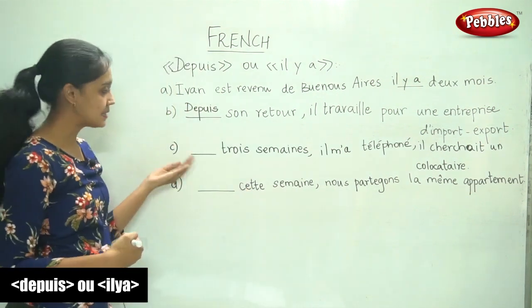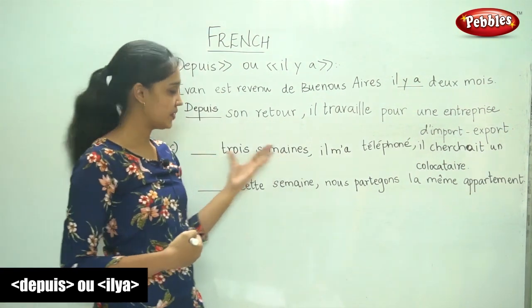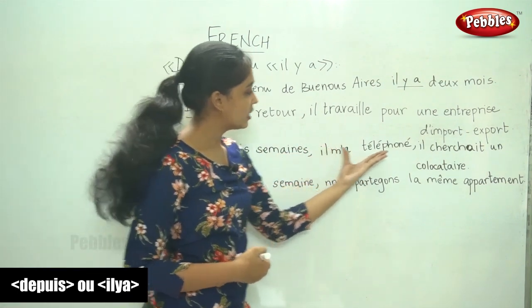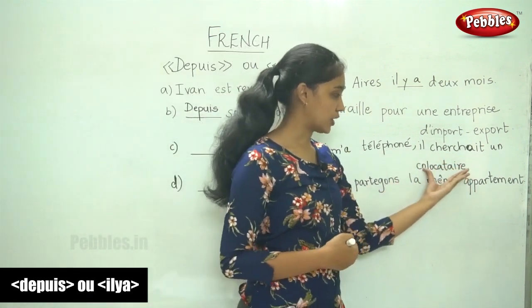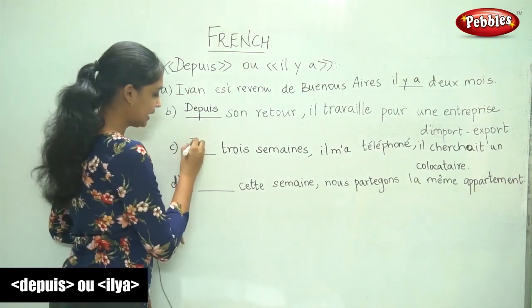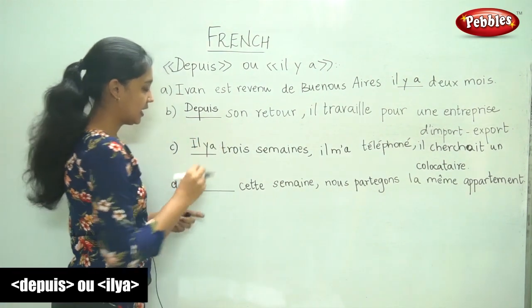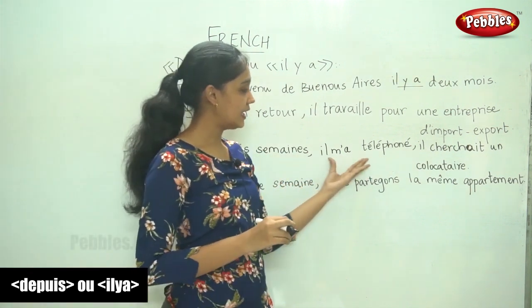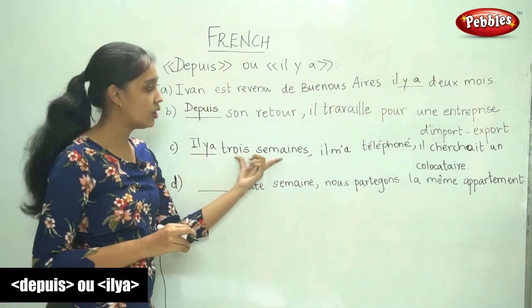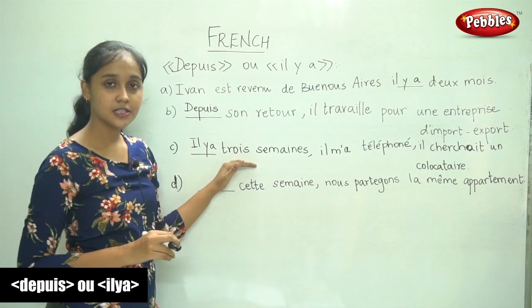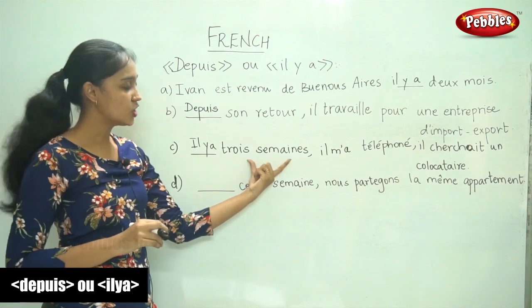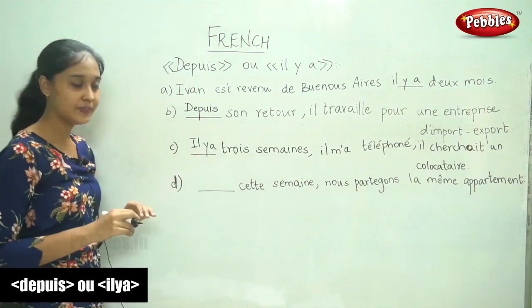Now the next sentence, dash 3 semaines, 3 weeks, il m'a téléphoné, il cherchait une colocataire. So now here you would use again il y a. It is 3 weeks, il m'a téléphoné. So it is the duration 3 weeks since the action took place, téléphoné, to the present moment. It is 3 weeks. So il y a.